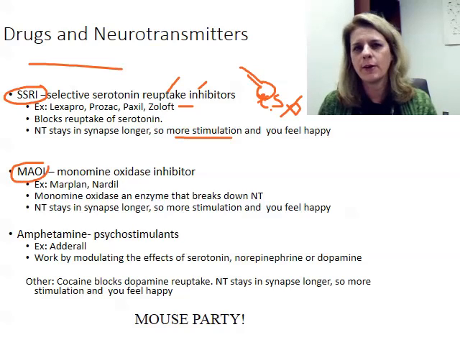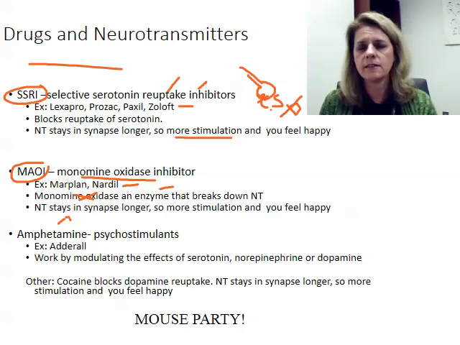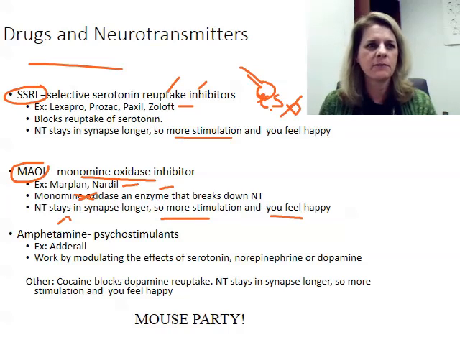MAOIs, you've probably heard of this. If you're taking an MAOI, don't take drug X, Y, or Z. This is a monoamine oxidase inhibitor. And monoamine oxidase is an enzyme that breaks down neurotransmitters, like acetylcholinesterase. So these are some examples of monoamine oxidase inhibitors, or MAOIs. And so if you stop this enzyme, if you inhibit monoamine oxidase, then the neurotransmitter is not broken down. It stays in the synapse. You get more stimulation, and you feel happy, okay?